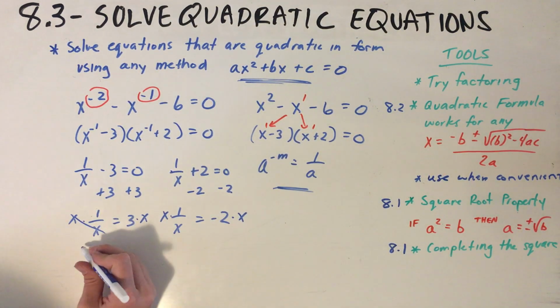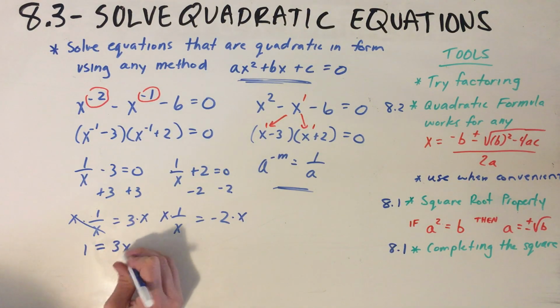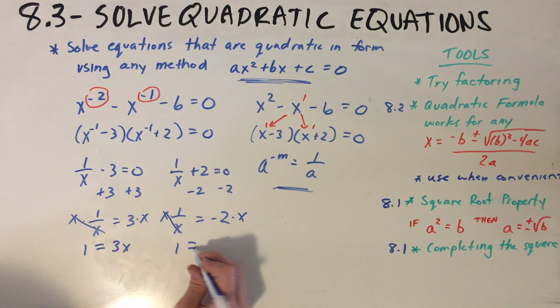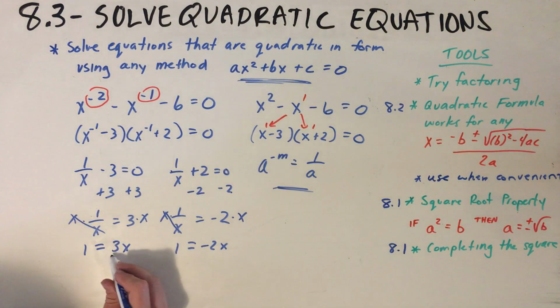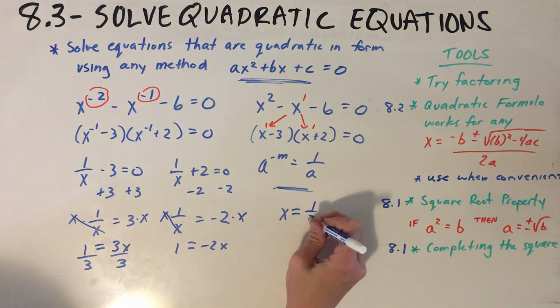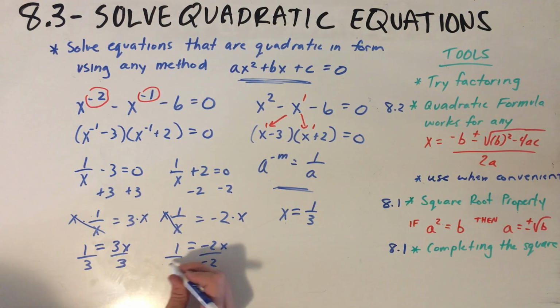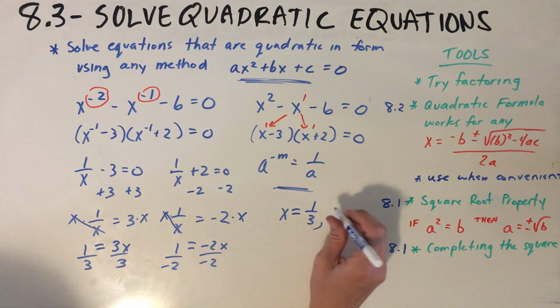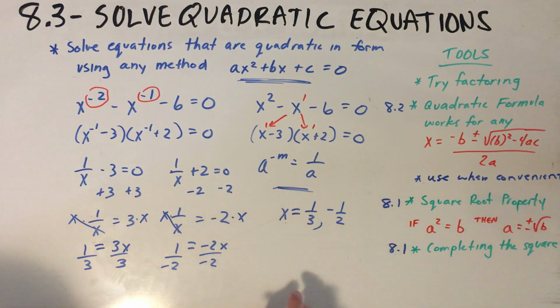The x's here will cancel. I'll get 1 is equal to 3x. The x's here will cancel. I'll get 1 is equal to -2x. To solve this one for x, I'm going to divide by 3. So we get that x is equal to, right here, 1/3. And right here, we get that x is equal to -1/2.